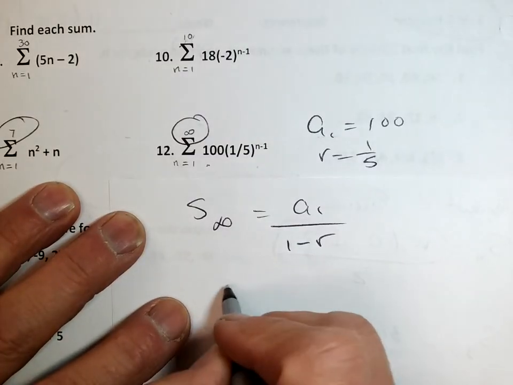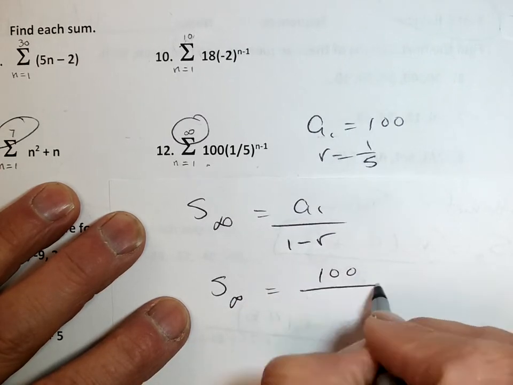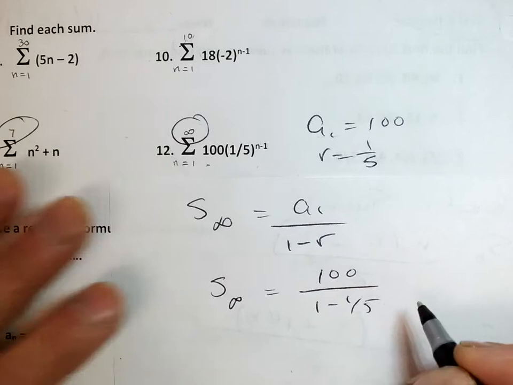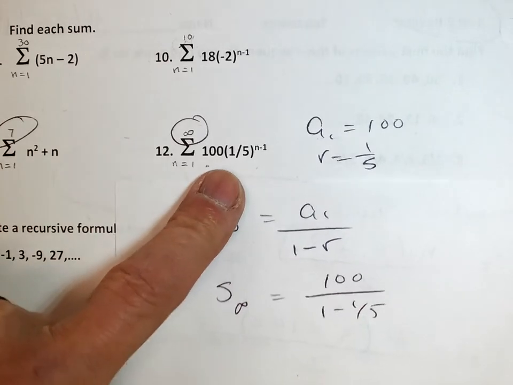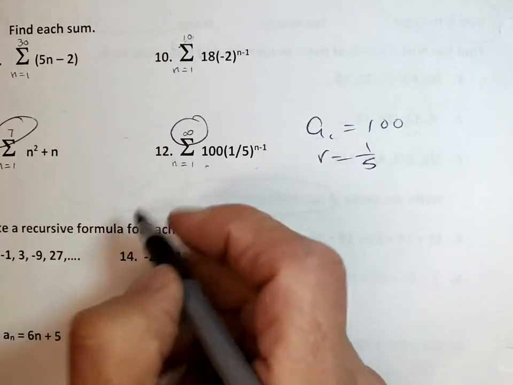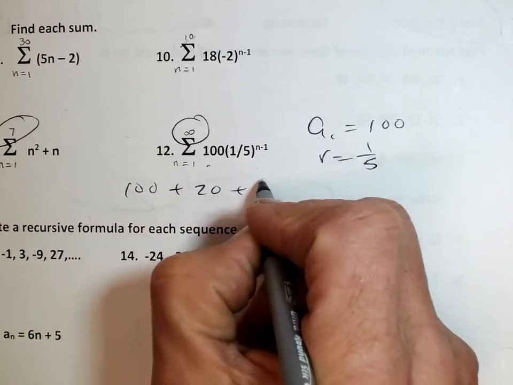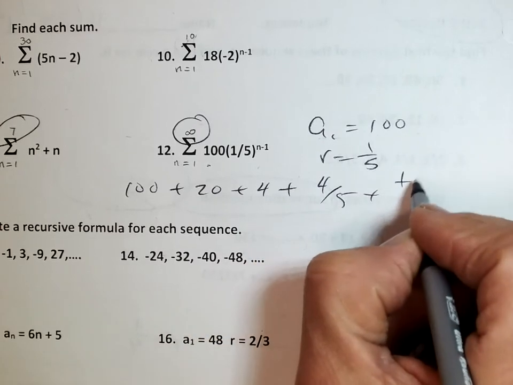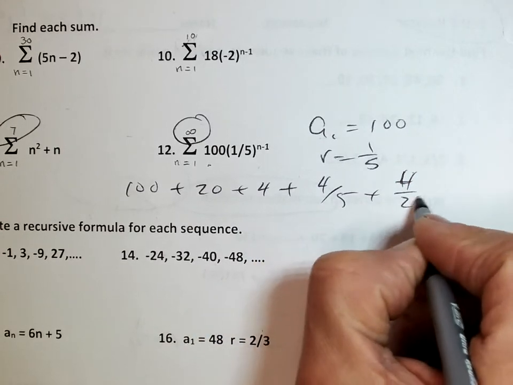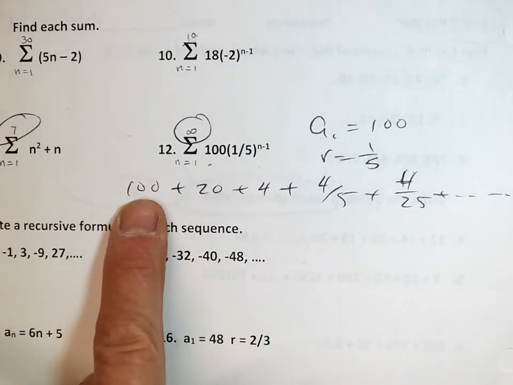So S of infinity is equal to 100 over 1 minus 1/5. If you missed Friday, this is what we did. We're going to infinity, and the multiplier needs to be less than 1. So real quick, what this actually is, is 100 plus 20 plus 4 plus 4/5 plus 4/25 plus forever, right? Autumn, you weren't here Friday, but it's really pretty easy.